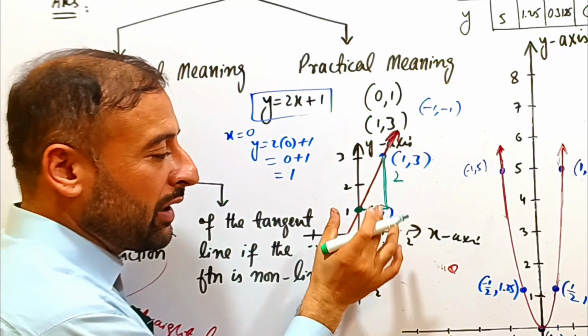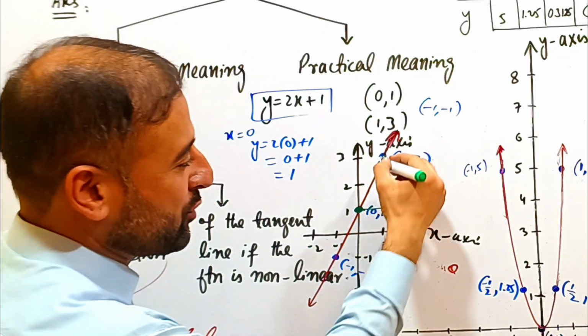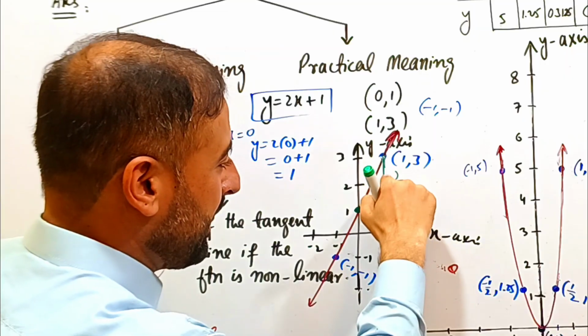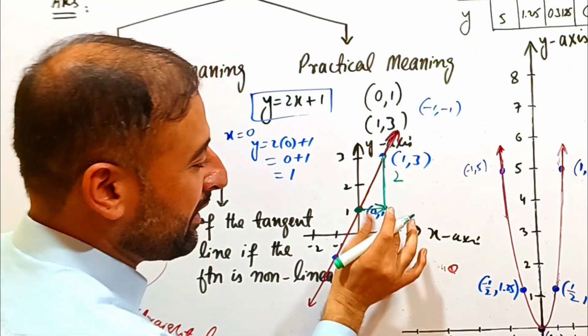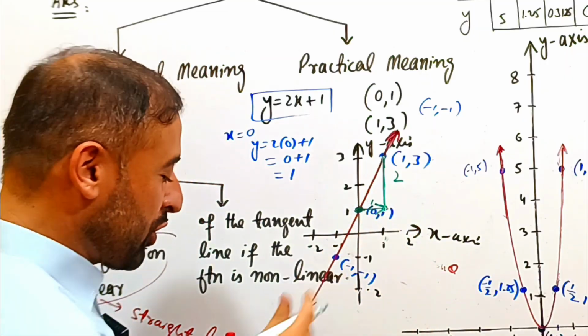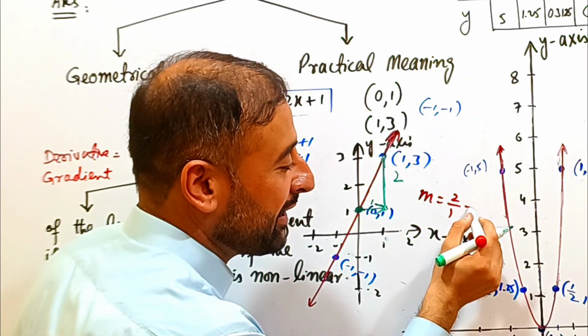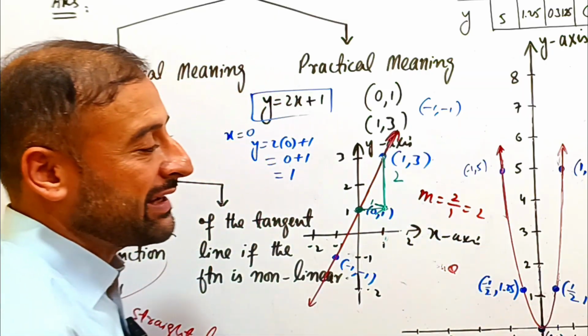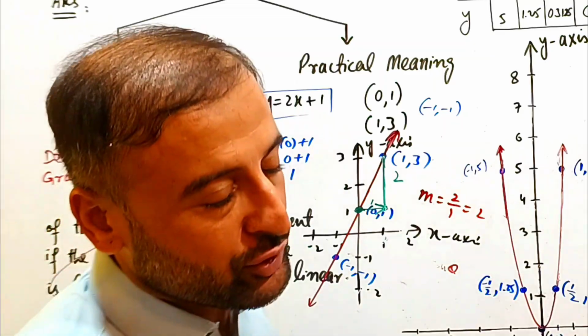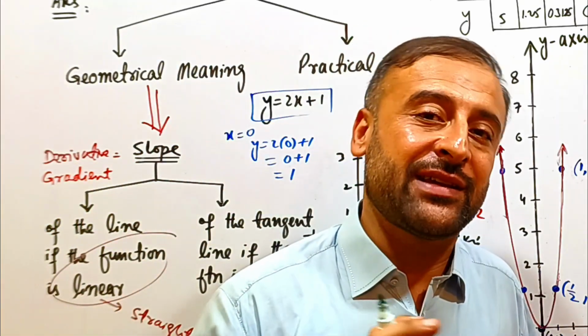This is 2. And how much is this? Clearly it is 1. This length is 1. So the slope of the straight line is rise divided by run. Its slope is 2. We say that slope is unique. Slope is independent of rise and run.